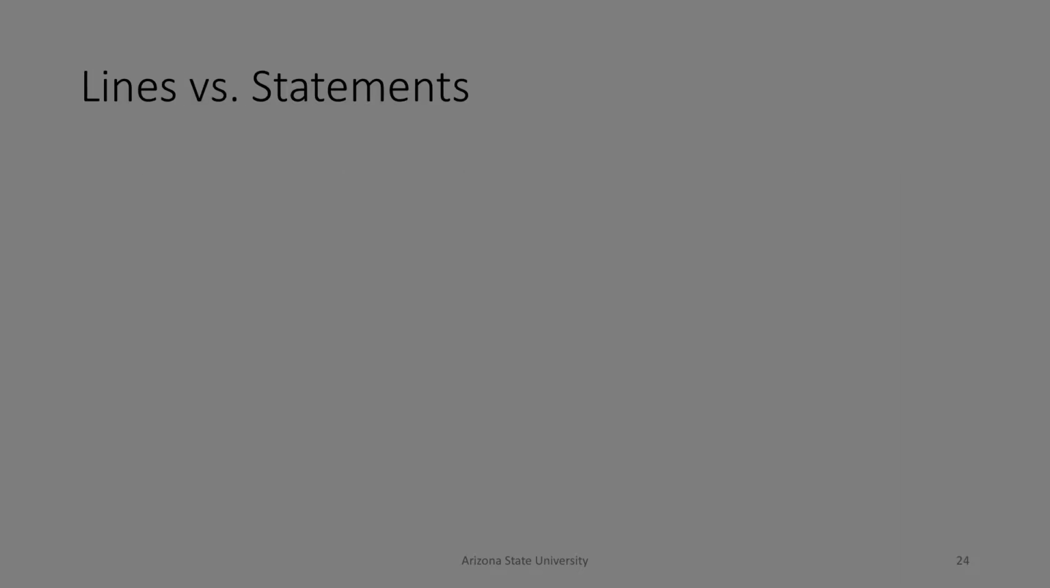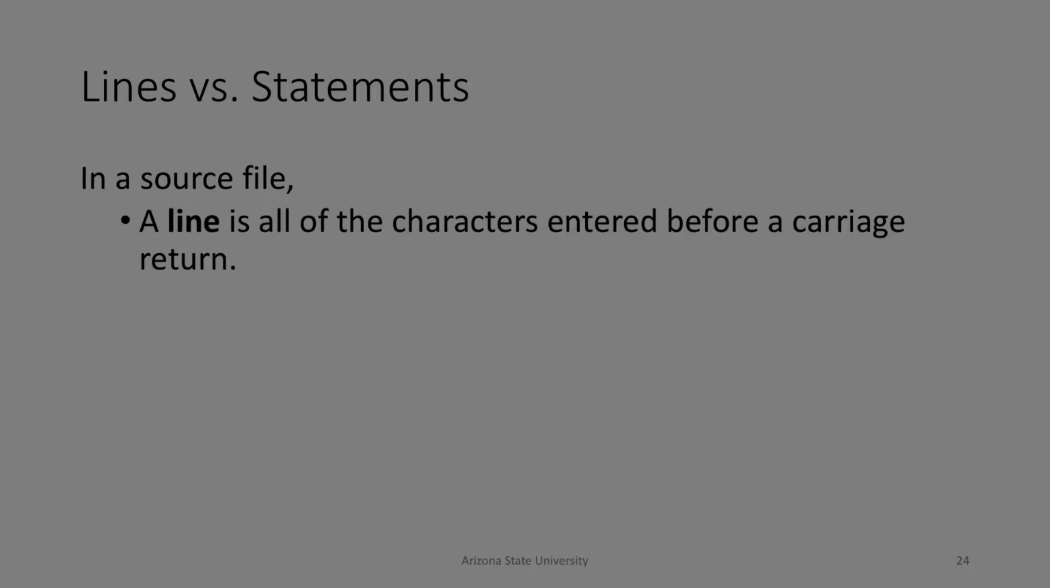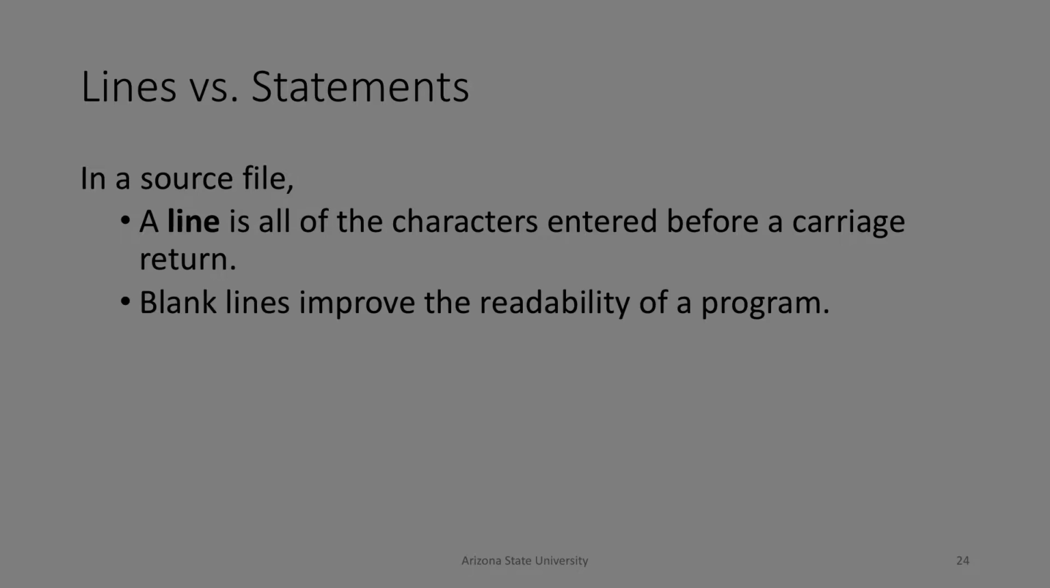Cool. So let's go on to that question. What is a line in a statement? A line is just a literal line in the file, so it has nothing to do with C++ whatsoever. It's when you're typing code and then you push enter, that's the end of the line. Okay? So carriage return just means you push enter.